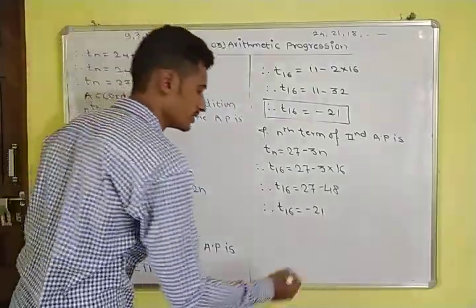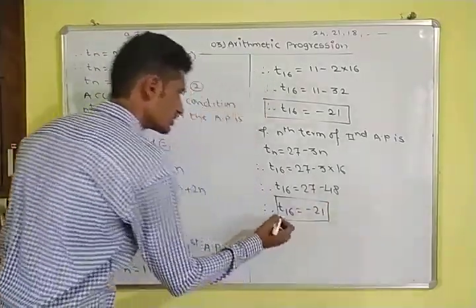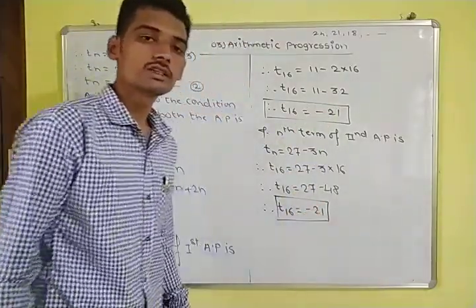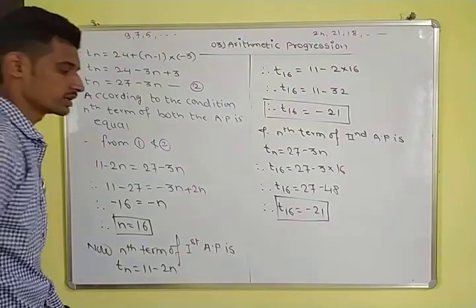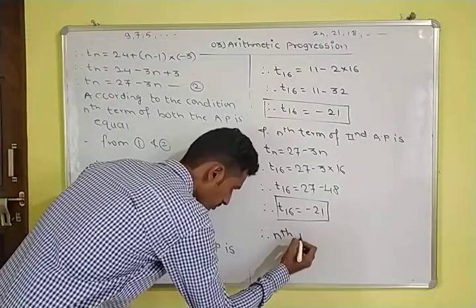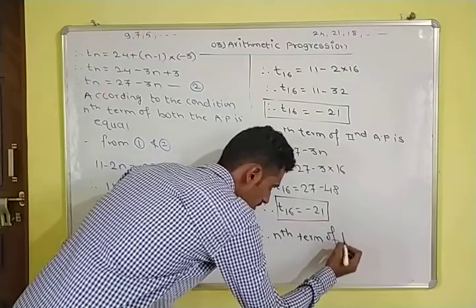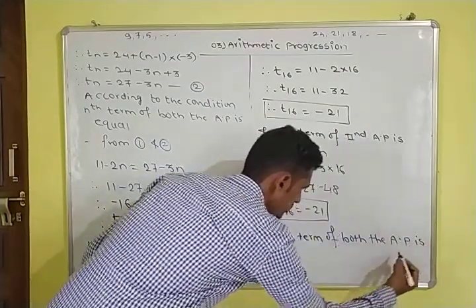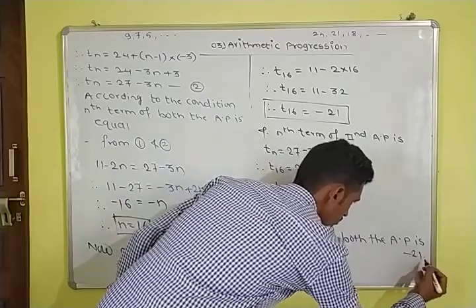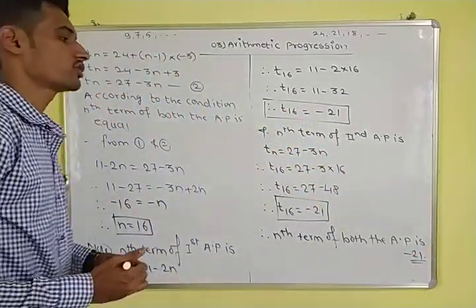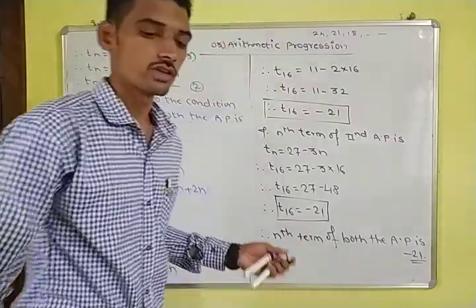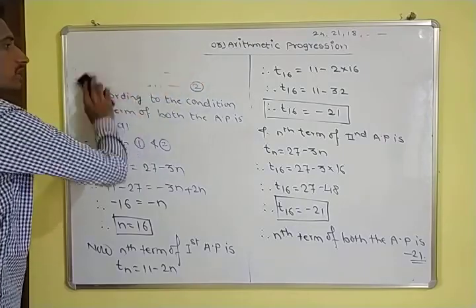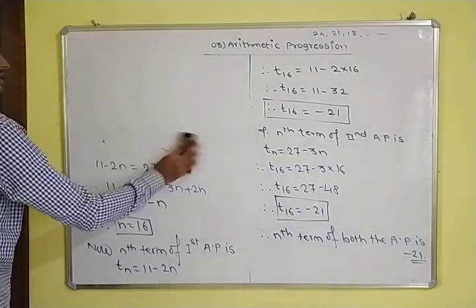However you do it, what will be the value of the last term? T16, that is minus 21. Therefore the nth term of both the arithmetic progressions is minus 21. Minus 21 is the nth term of both the arithmetic progressions. This is our final answer. Okay, so got it? Next is the second question.